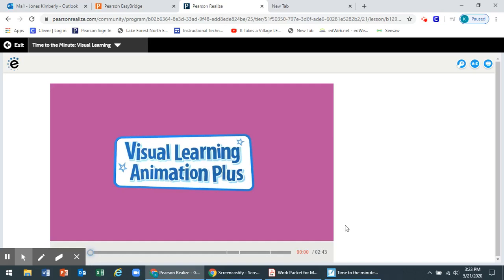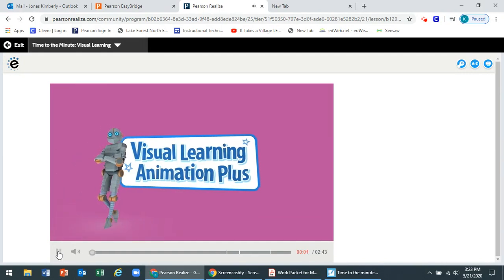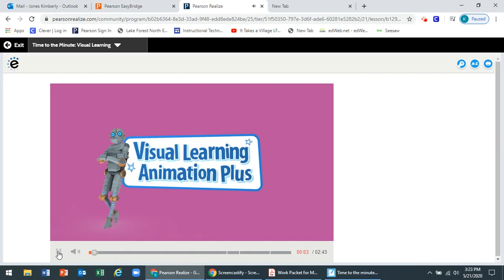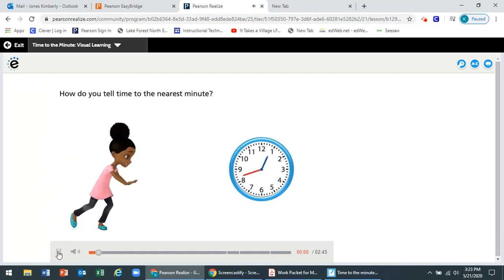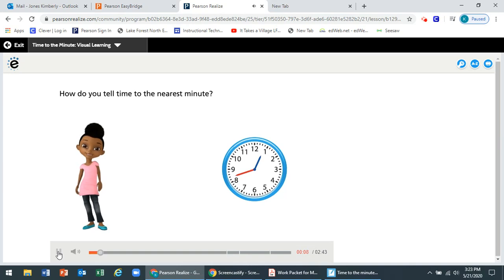The following is information about telling time. Let's start by watching a video about telling time to the nearest minute. How do you tell time to the nearest minute? Let's find out!